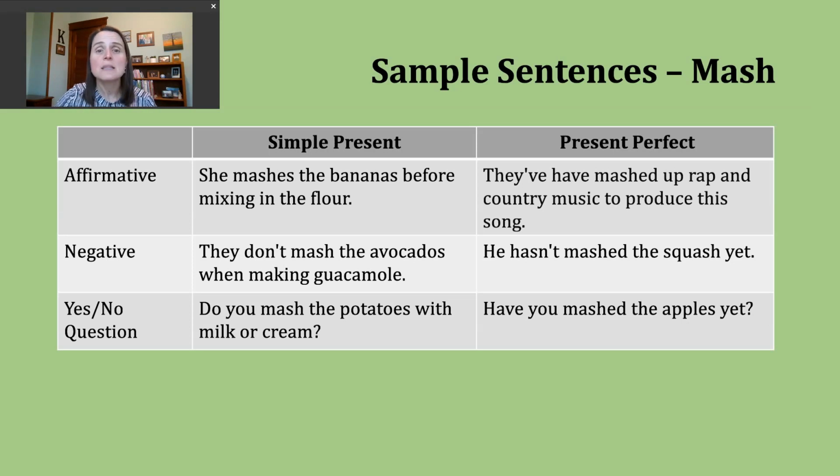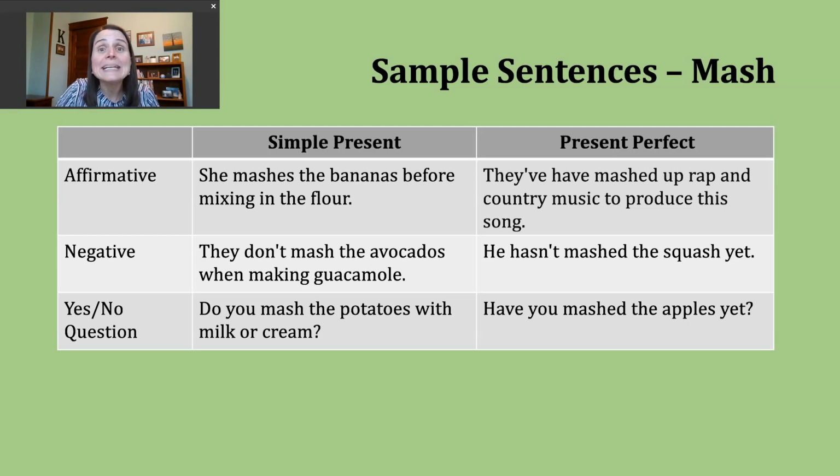And you can actually see that in my example here. She mashes the bananas before mixing in the flour. Right? So again, maybe we're talking about a particular dish, maybe it's some banana bread, and we're describing the process, right? Her habit or her routine when she bakes or makes this particular recipe. So notice, because I'm talking about one woman here, I've added an es to the end of the verb.